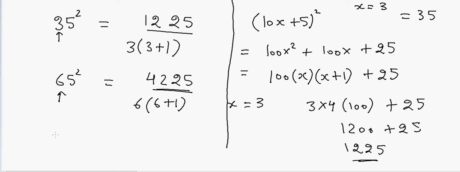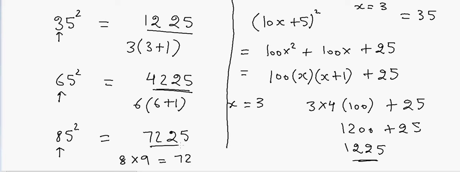So another example, if I have 85 square and I want to do a square, so that will be equal to 25 and we'll do 8 into 9, that's equal to 72. So answer is 7225. So this is how this trick works.